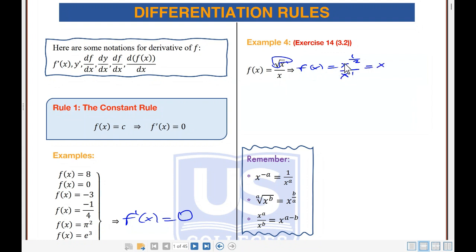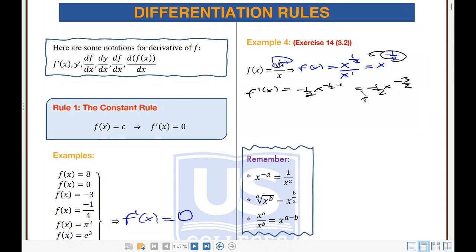Now write it as a single variable. Remember another rule: when we have the same basis, we subtract the exponent in division. So 1 over 2 minus 1, negative 1 over 2. So that's my function rewritten in a different way so that I can take derivative. Now I can take derivative. I'm ready. F prime of x equals, take the power out in front, negative 1 over 2, and decrease the power by 1, negative 1 over 2 minus 1. Negative 1 over 2 minus 1 is negative 3 over 2.